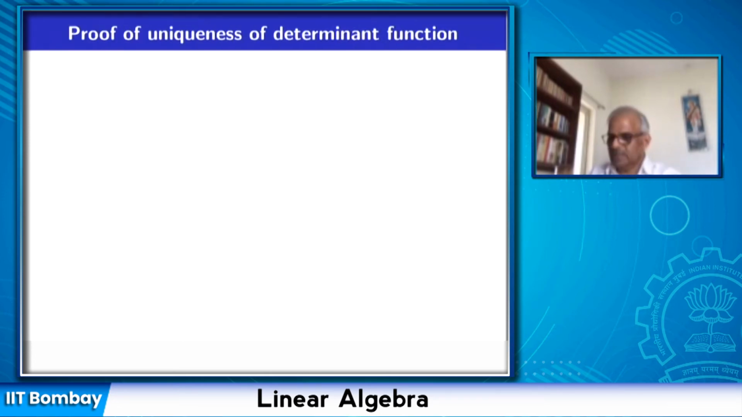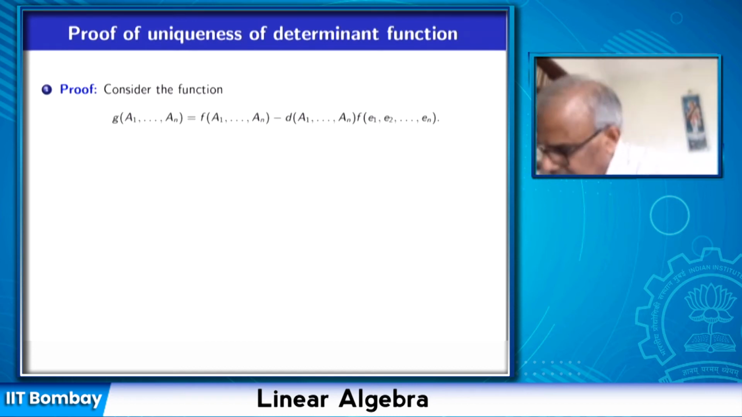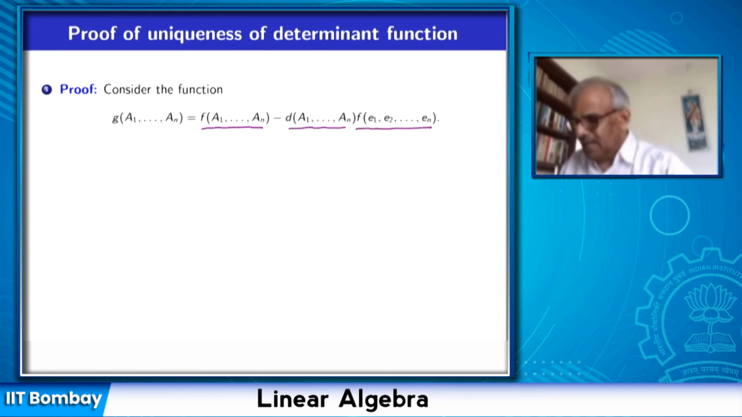Okay, let's prove the uniqueness. We want to prove that any two determinant functions are identical, by first proving that any multilinear alternating function is a scalar multiple of a determinant function. So look at G = F of A1 up to An minus D of A1 up to An times F of E1 up to En. F is not assumed to be normalized, so F has a certain value on the identity matrix, and I look at this difference of these two.